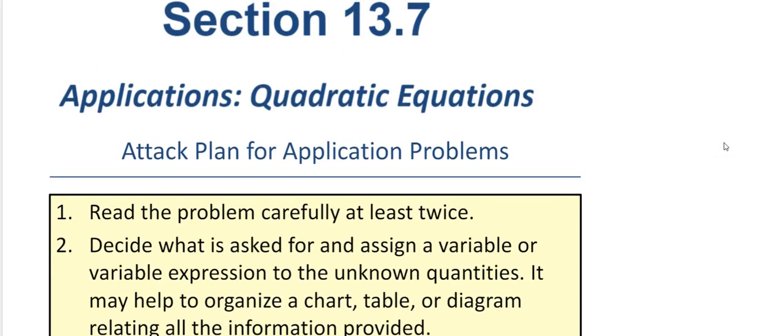Alrighty, 13.7 Applications of Quadratic Equations. Basically word problems. All I'm going to do on this little 13.7 is just do one word problem as an example. I'm going to say it in class. I'm going to say it a lot here.